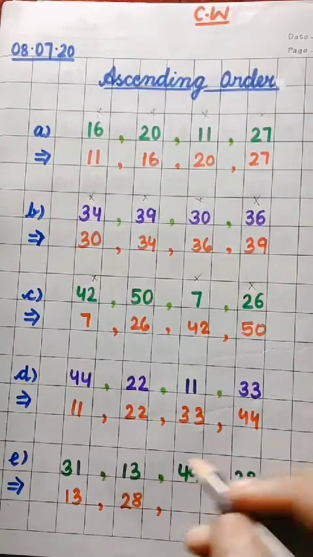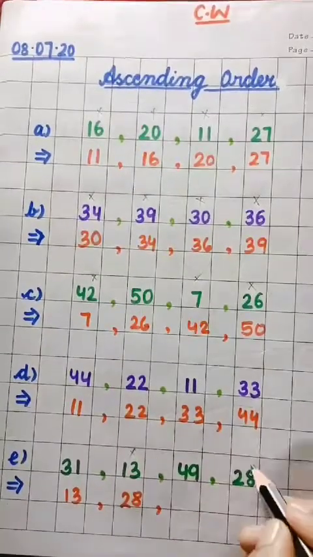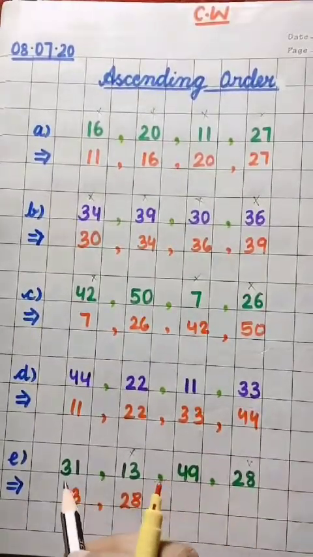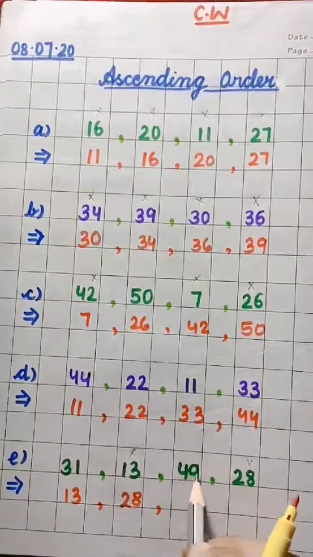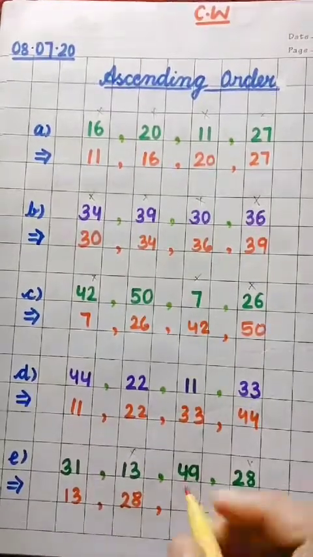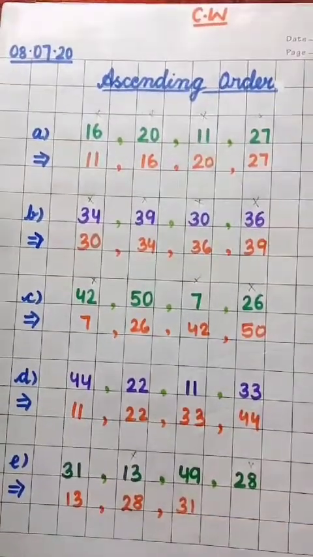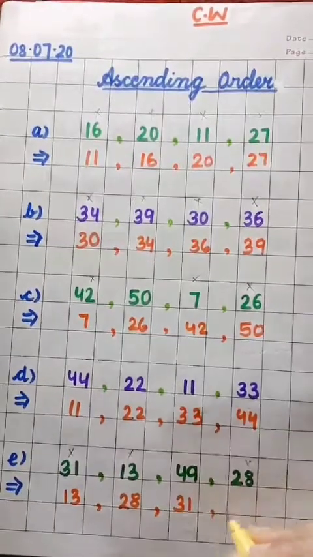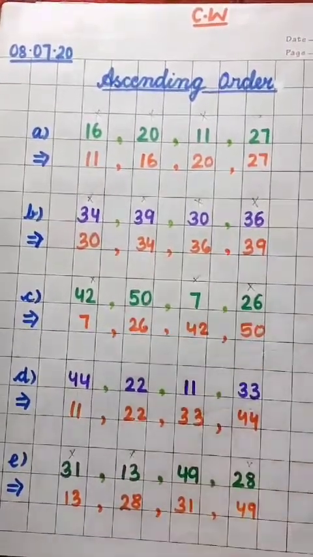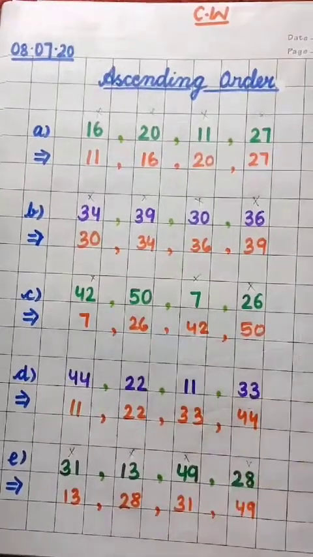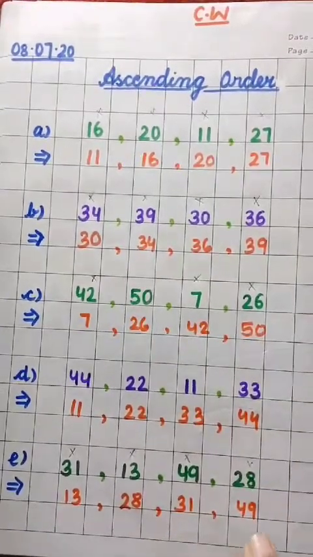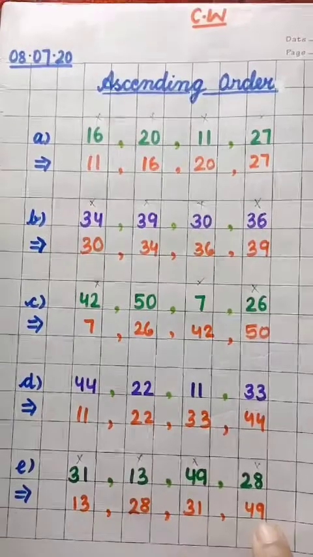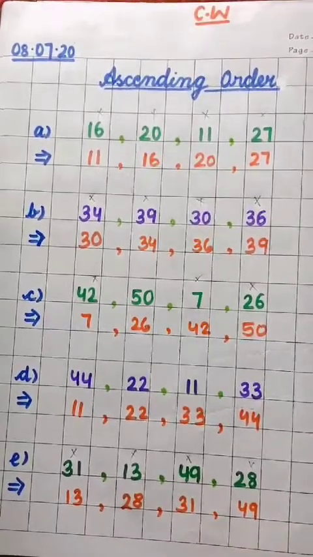And after 28, which is the smallest? See, 13 we have written, 28 we have written. Now we are with 31 and 49. Which is the smallest over here? 31. So we'll write 31. We'll cancel this. Now which number is left? 49. So we will write 49 and then we will cancel 49 also, because we have written it here. So this is known as ascending order.